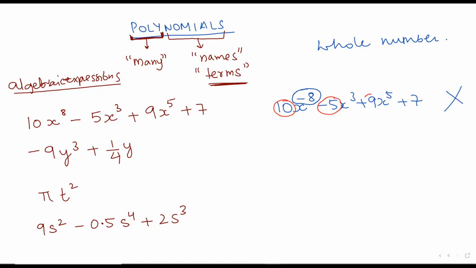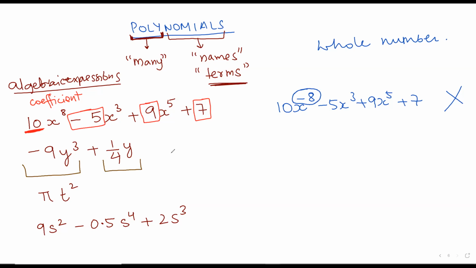Let's take a look at it over here. This 10 is a coefficient. Minus 5 is a coefficient. 9 is a coefficient, and 7 is a coefficient. And all of these separate things are called terms. What do I mean by that? This is one term. Basically, terms are separated by a plus or a minus.